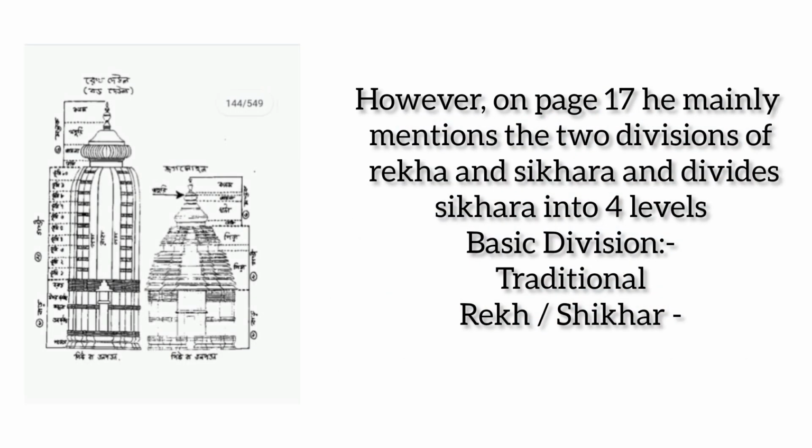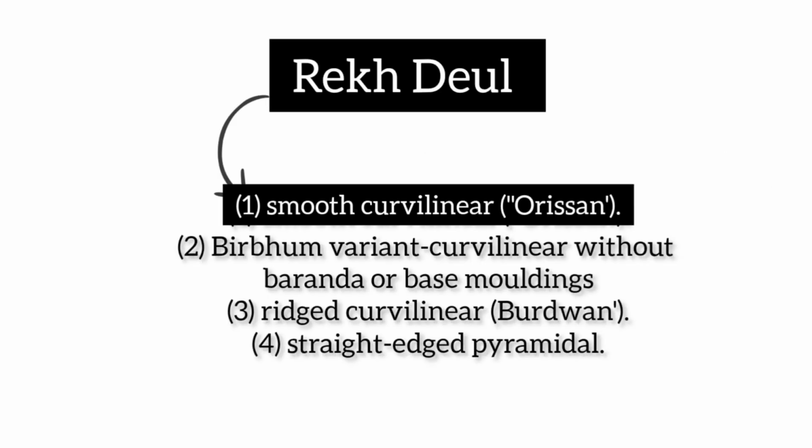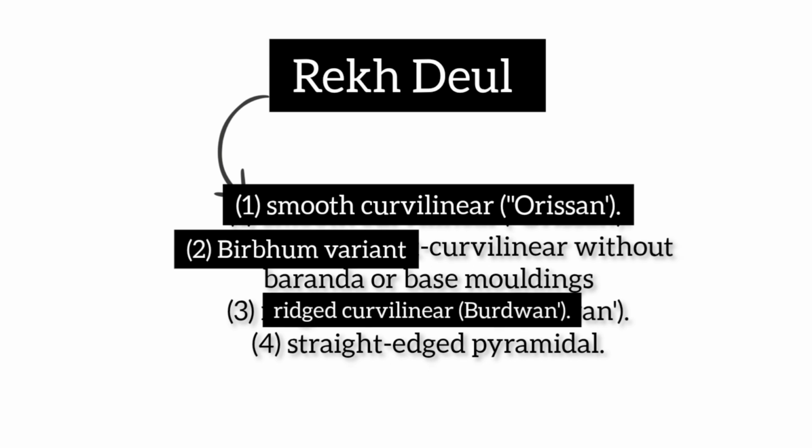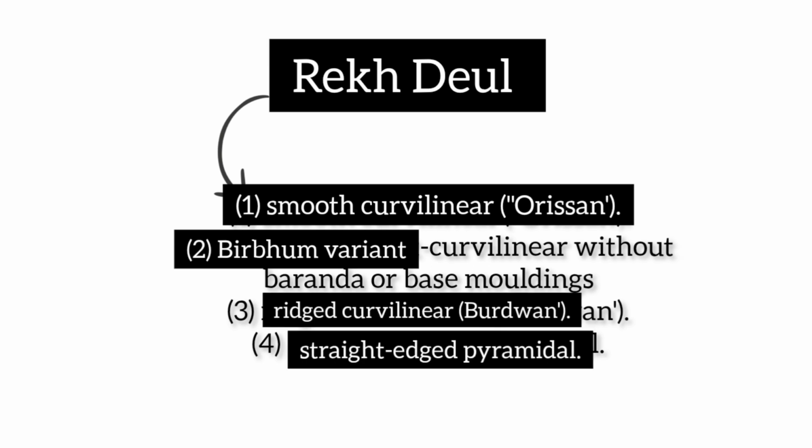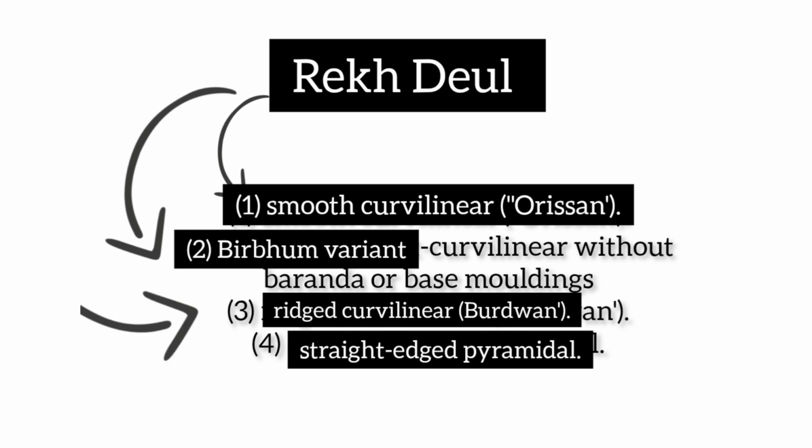However, on page 17 he mainly mentions the 2 divisions of Rekha and Shikhar and divides Shikhar into 4 levels: basic division and traditional, Rekha or Shikhar. Smooth curvilinear Odishan, Beerbhum variant, curvilinear with baranda or base moldings, ridged curvilinear Bardhaman, and straight-edged pyramidal.